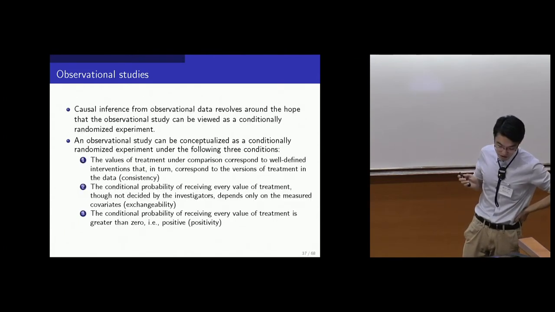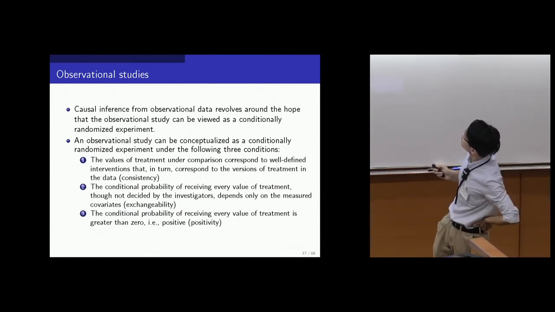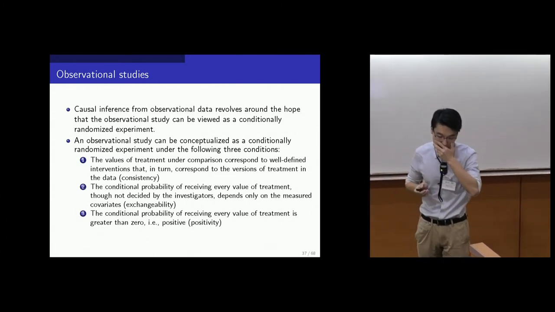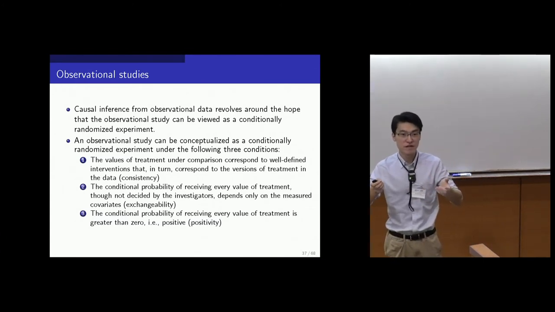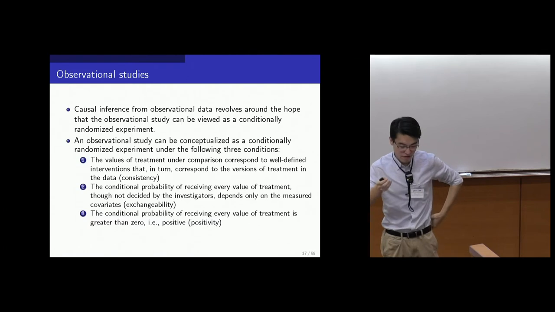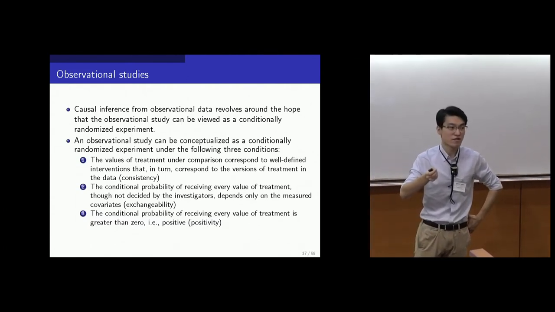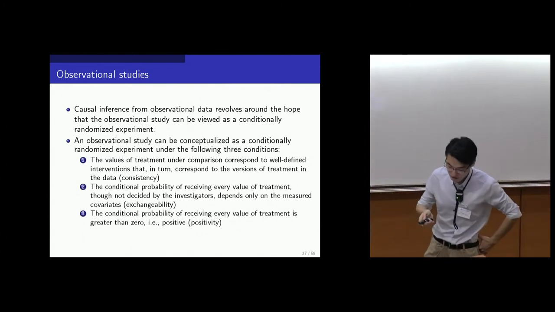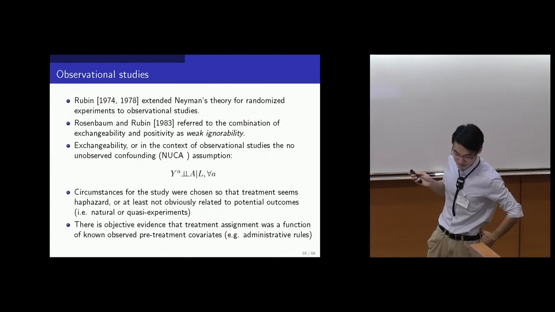I forgot to mention the positivity assumption: the conditional probability of receiving every value of treatment is greater than zero, right? Because if we don't observe any person for a given value of the treatment, then there's no way we can estimate these causal parameters. So this is an assumption for identification and estimation.